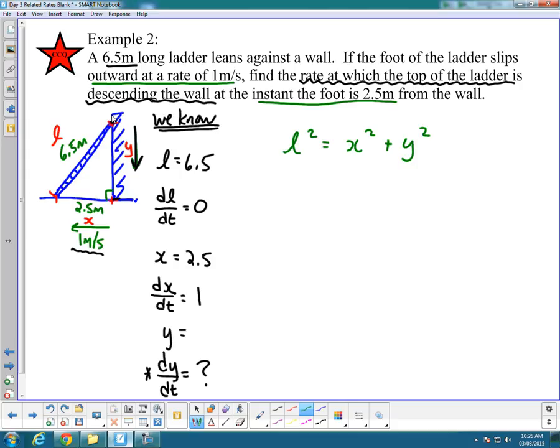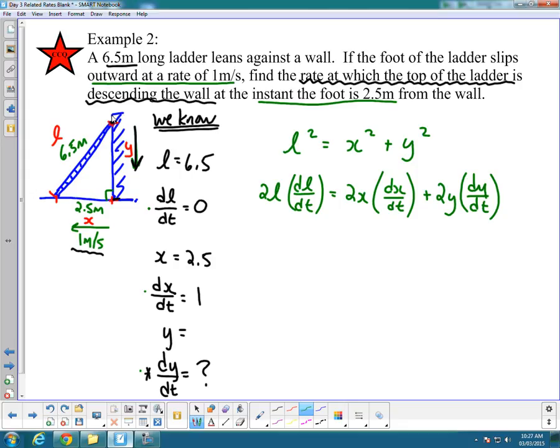All right. So now that I have that, I need to differentiate it with respect to time, because the things I need are dL by dt, dx by dt, and dy by dt. So I'm going to differentiate this with respect to time. There's no t in here, so everything's going to need to have that d something over dt. The derivative of L squared is 2L dL by dt. The derivative of x squared is 2x dx by dt. And the derivative of y squared is 2y dy by dt.